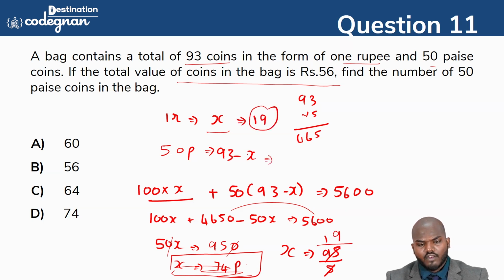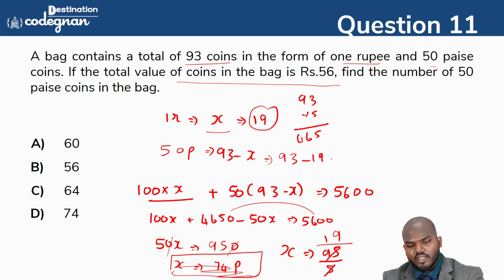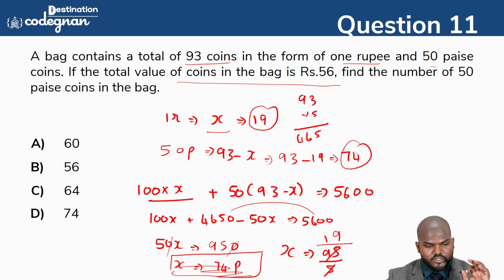Coming to the one, we have got the X value, right? If you find the X value and put it here, 93 minus X, you can call it 74. So 93 minus 19, you get the value 74. That is option D, the correct answer in the question. I can clearly say in this particular pattern. Okay, so let's move to the next question.